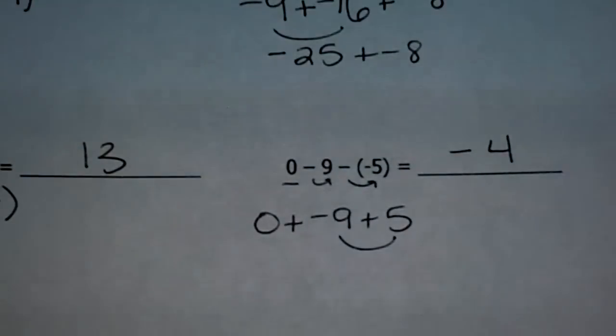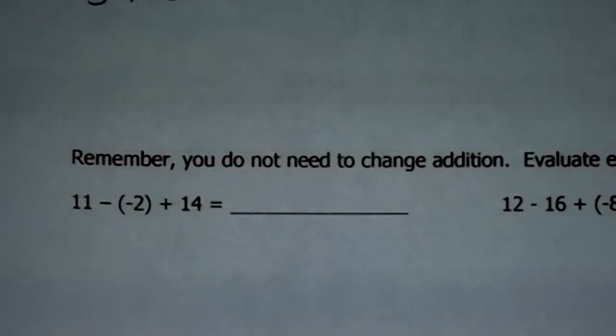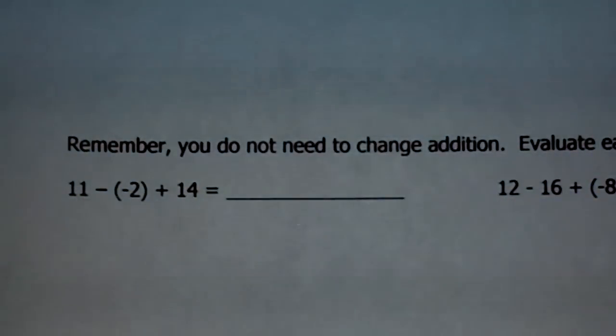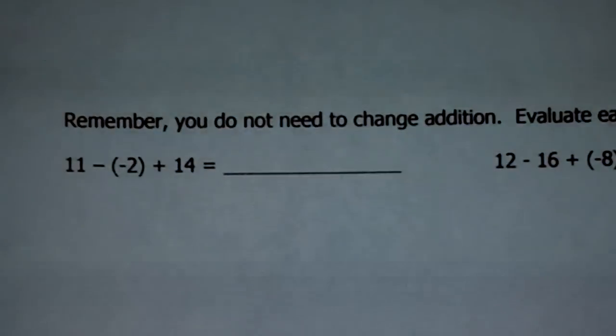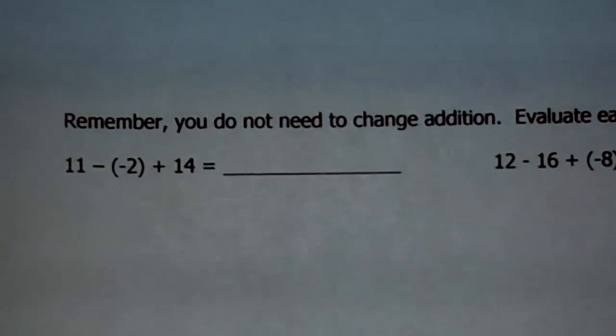In these, it was all subtraction, so you got used to changing all the signs. If you see addition, please remember that you don't need to change that. Addition stays the same. You can use the associative and commutative properties for it. We want it to stay the same. So I ask you to evaluate each of these. That just means solve it. Tell me what it equals. Evaluate and solve. Same thing.